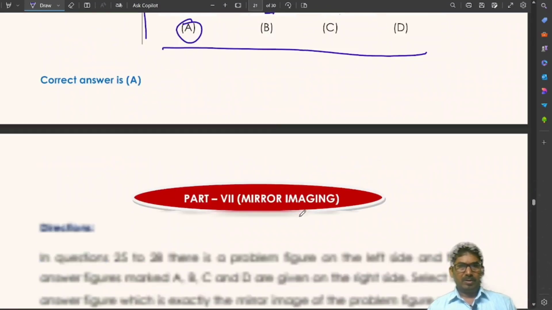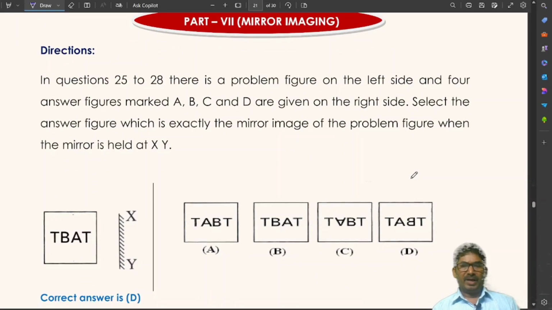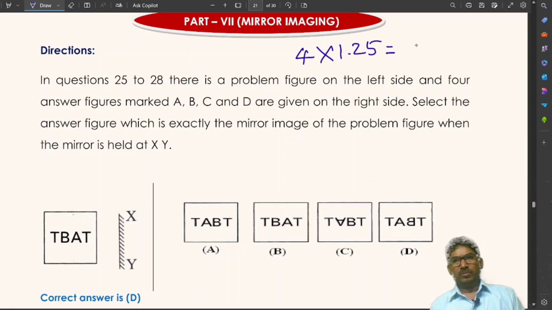Next, part 7, mirror imaging. In this also 4 questions are given. Each question carries 1.25 marks, 5 marks from this test.